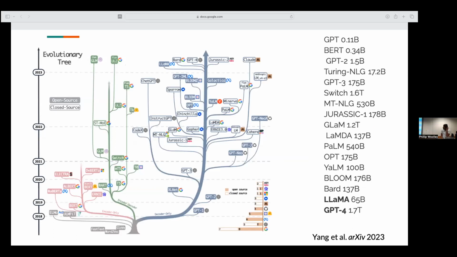Okay, so this is the evolutionary tree for all the different large language models that we have now. Could you see the timelines? That was 2018, and this is 2023. And look at the parameters. GPT-1 was 0.11 billion parameters, and GPT-4 is 1.7 trillion parameters. So it is ever growing. And I think most of them are decoder only now.